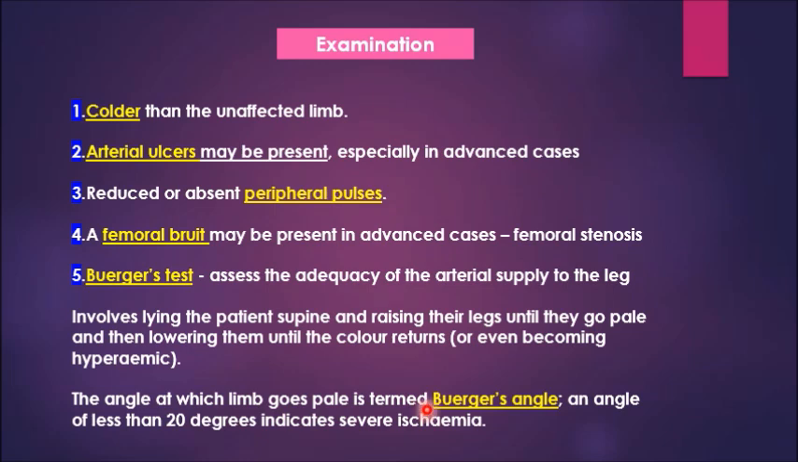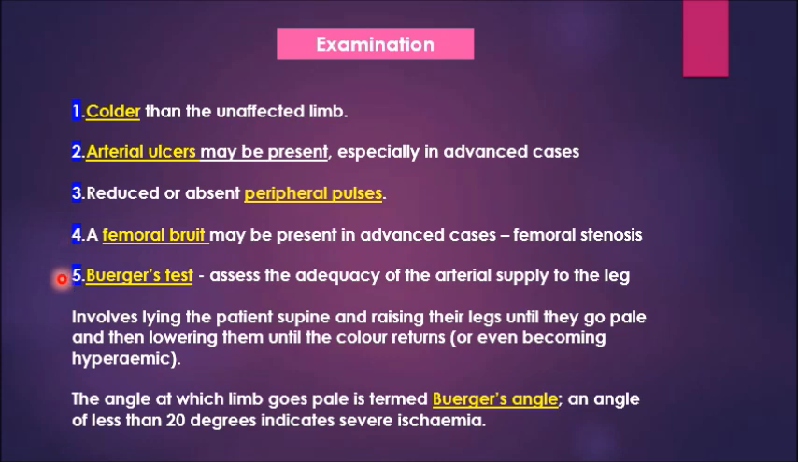On examination, what you get in this patient is that the affected limb is colder than the unaffected limb. Arterial ulcers may be present, especially in advanced cases. There may be distal peripheral ulcers, reduced or absent peripheral pulse, and a femoral bruit if there's a blockage or narrowing of the femoral arteries. This is seen in advanced cases and can be due to femoral stenosis.